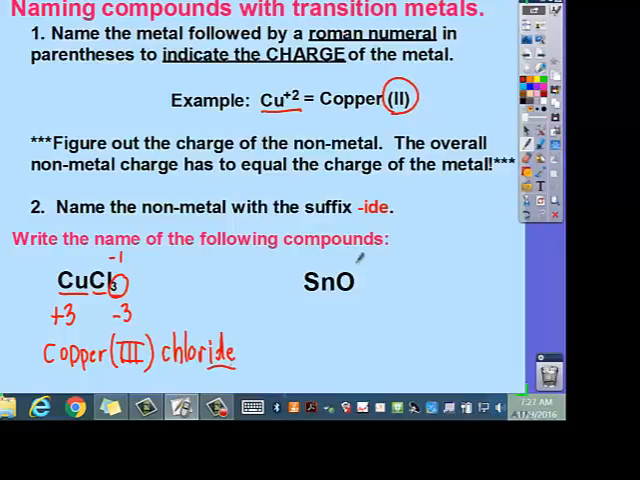Let's try this one. Oxygen is a -2 charge, right? And I only have 1 of them, so it's a -2 overall. Tin needs to cancel out a -2, so tin has to be a +2. So it's going to be tin(II) oxide. Oxygen, I still changed the ending to oxide.